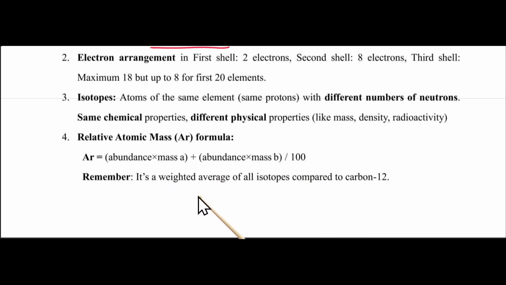Sometimes they can give you 3 isotopes also. So you just have to multiply the percentage abundance with their given mass, and it will already be given in the exam. Okay, and remember that the average mass of all the isotopes is always compared to carbon 12. So in the exam, if they ask you which atom it is compared to, it is always carbon 12.